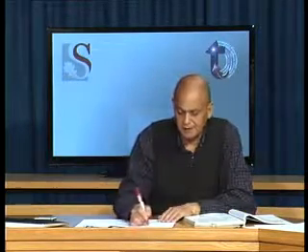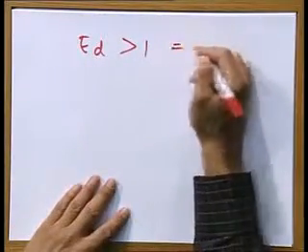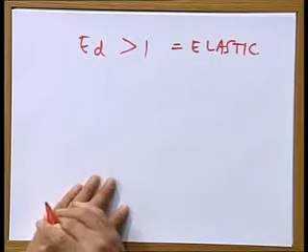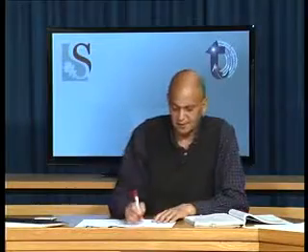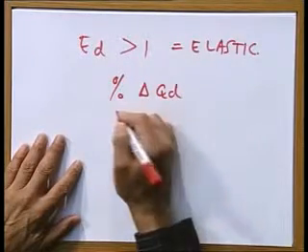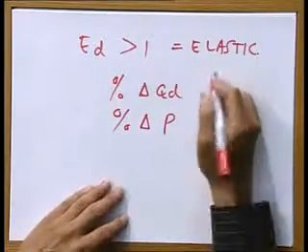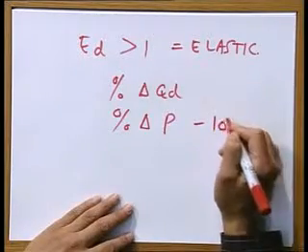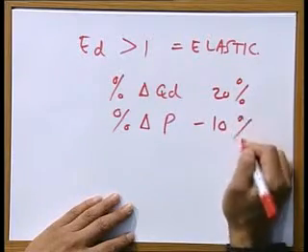So let's look at the first one. When ED is greater than 1, then what do we say? Then we say the demand is elastic. Okay? So what do we mean by elastic? Let's look at practical examples. Look at the percentage change in the quantity demanded versus the percentage change in the price. We will say if the price changed by, say, 10%, the percentage change in the quantity demanded will be 20%.